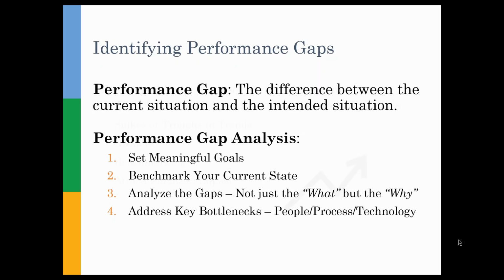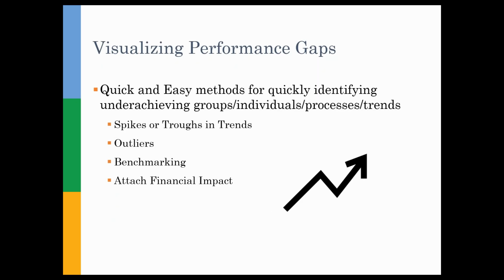Well, how can we visualize these gaps and really understand where they are without having to spend a ton of time pulling a bunch of data, digesting a bunch of numbers, doing a bunch of different calculations? There are really quick and easy ways to find that low-hanging fruit that may be out there in your organization. One of the ways we talk about is through spikes or troughs, and that's just looking at trends and finding things that are outside of the norm.